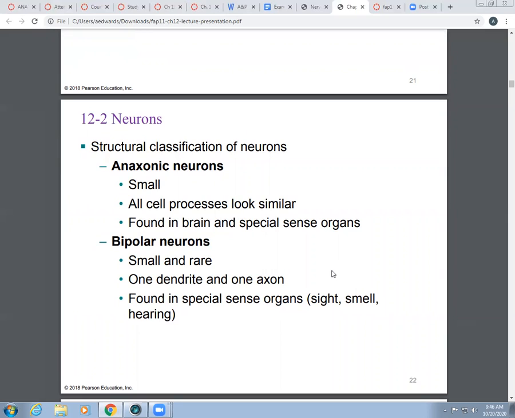Okay. So if we want to classify neurons structurally, we can say they're anaxonic, which means they're going to be small. All the cell processes are going to look alike. You see these in the brain and some of your special sense organs. If they're bipolar, it means you have two poles, right? So you have one axon and one dendrite. And in your special sense organs like sight, smell, and hearing, that's where you'll see that.